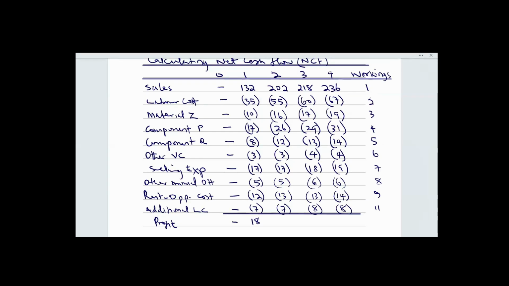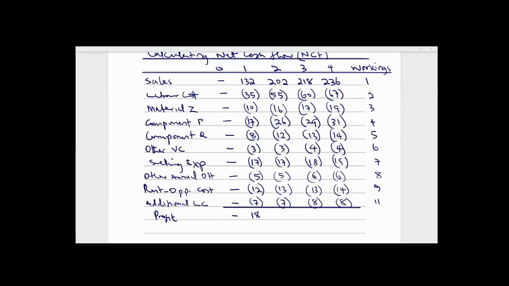Let me do year 4 to make it faster. 236 minus 67 minus 19. Hold on. Okay, minus 31 plus 14, that's 45. Minus 45. Minus 23, 29. Minus 22 equals 54. I hope this is correct. Is it 54? Oh yeah.